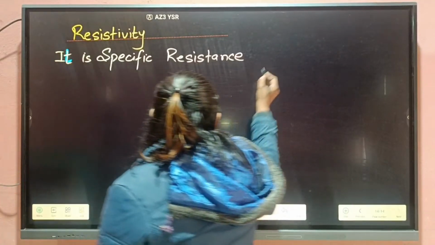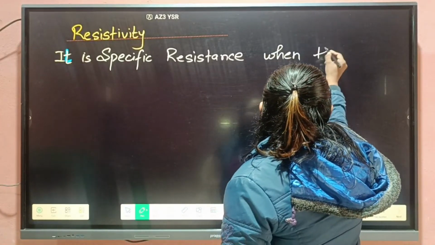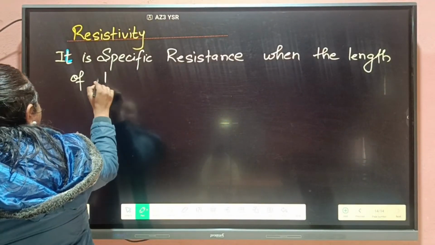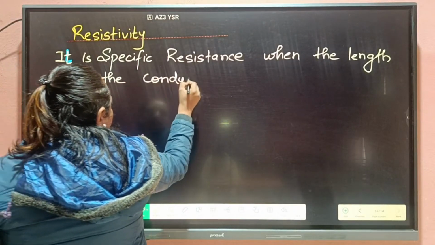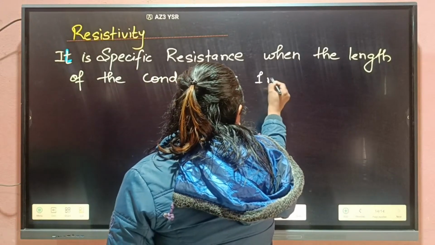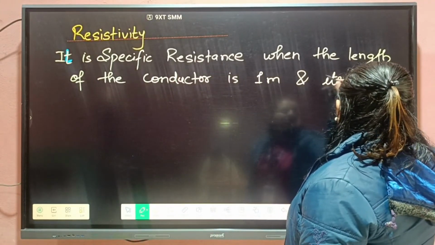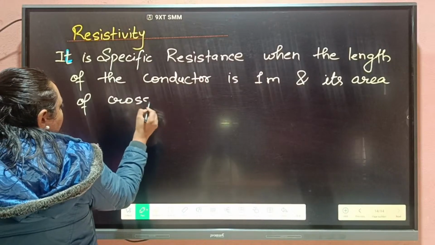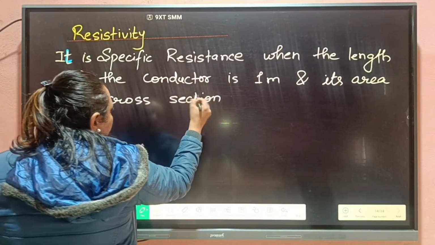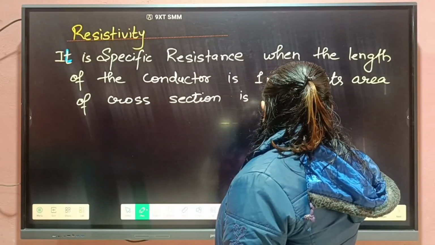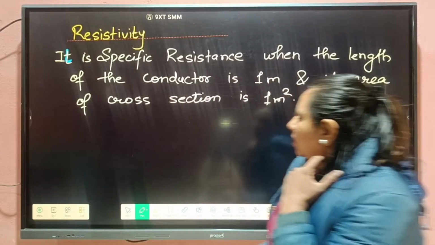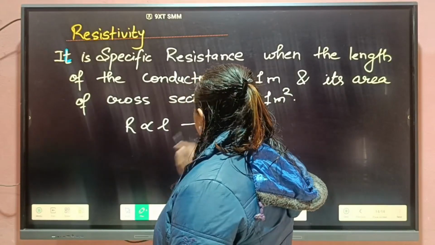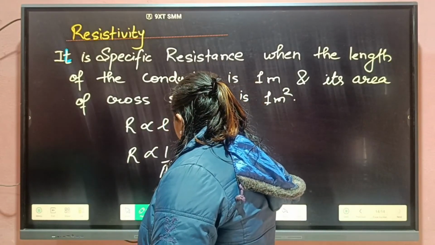It is specific resistance when the length of the conductor is 1 meter and its area of cross section is 1 meter square, right? That means we have, when we combine, we have R is directly proportional to L, है ना? अभी हमने factors में किया है, and R is inversely proportional to area of cross section.